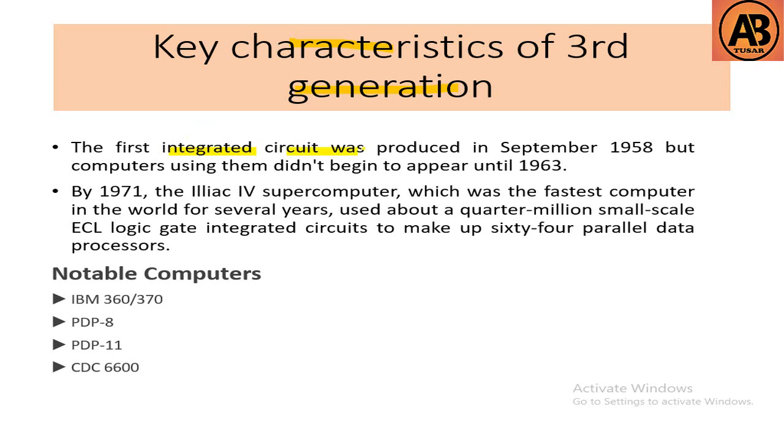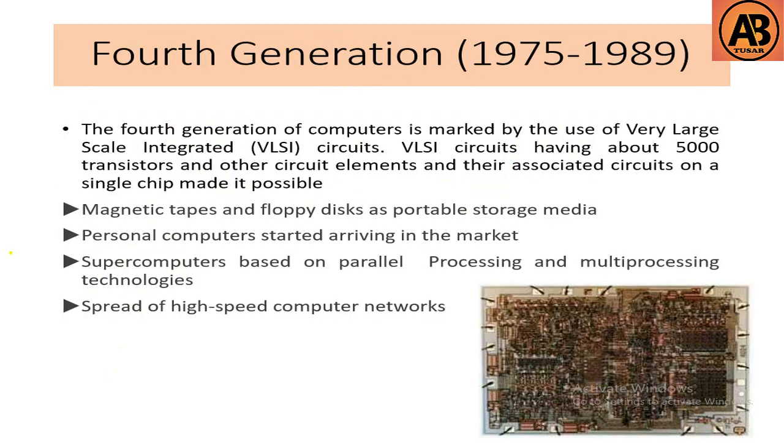The first integrated circuit was produced in September 1958, but computers using them didn't begin to appear until 1963. By 1971, the ILLIAC 4 supercomputer, which was the fastest computer in the world for several years, used about 250,000 small-scale ECL logic gate integrated circuits to make up 64 parallel data processors. Then notable computers such as IBM 360, PDP-8, PDP-11, CDC 6600.